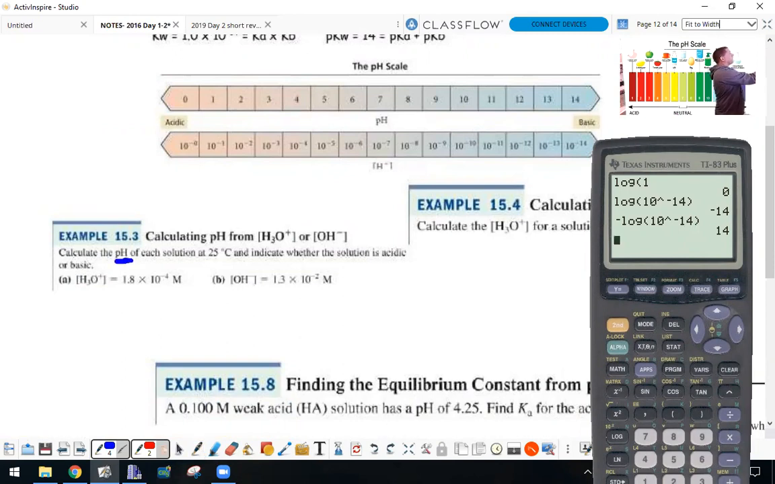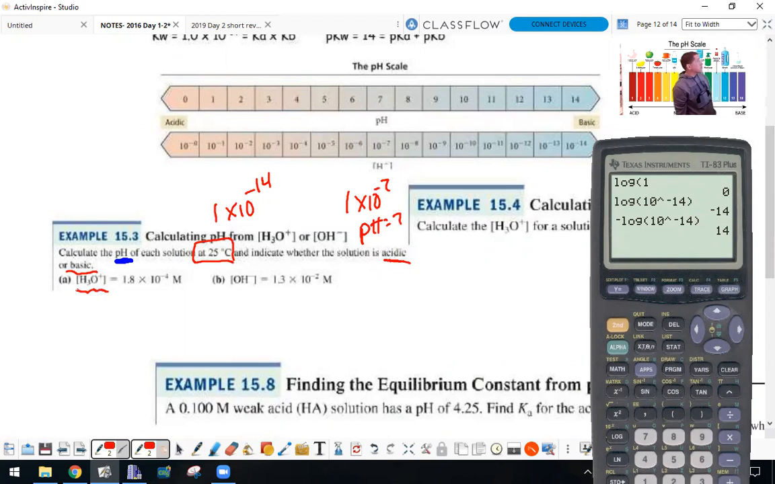All right, so we're calculating the pH of each solution, notice at 25 degrees Celsius. It always will be, you're going to see. Indicate whether the solution is acidic or basic. Now, you could just compare that to 1 times 10 to the minus 7, because that's a pH of 7. If the hydronium ion concentration is greater than that, then the pH is going to be lower. If it's less than that, the pH is going to be higher. But all you have to do is take the negative log. So the negative log of 1.8 times 10 to the minus 4.